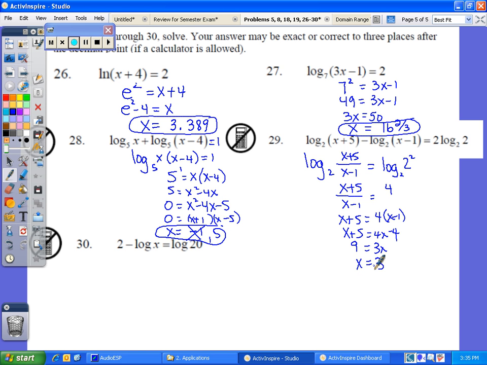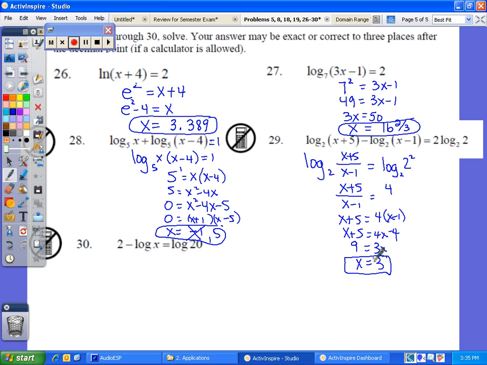Now, not so fast. Let's go back and check it in the original problem. If I input 3 in the answer of the first log term, 3 plus 5 is positive 8. That's okay. If I input 3 in the second log term, I have 3 minus 1 is positive 2. That's okay. So I'm safe to say that that is my solution.